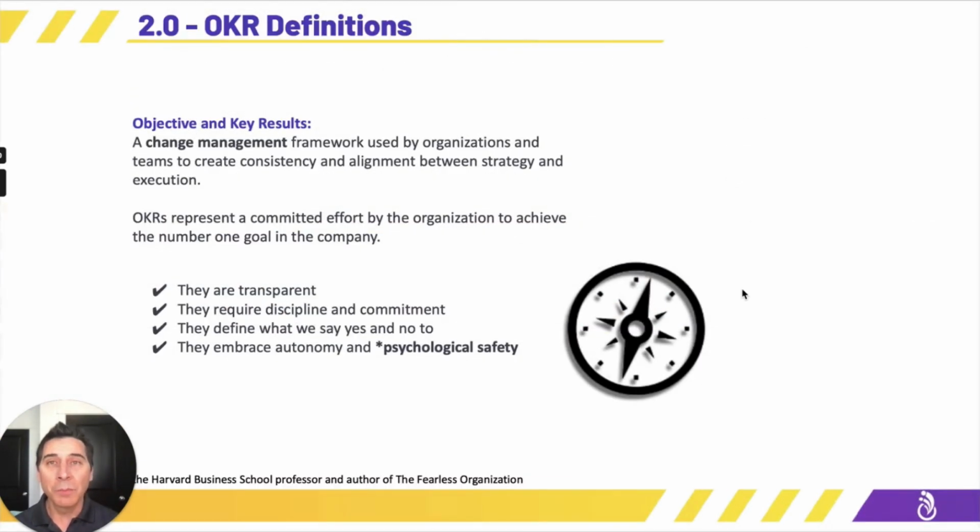So let's look at some more OKR definitions. Objectives and key results. They're a change management framework used by organizations and teams to create consistency and alignment between strategy and execution. What does that mean exactly? Well, to start off, OKRs are transparent, meaning that company goals as well as team goals are visible throughout the organization, and that's by design. That promotes cross-functional collaboration, which is key in developing shared OKRs.